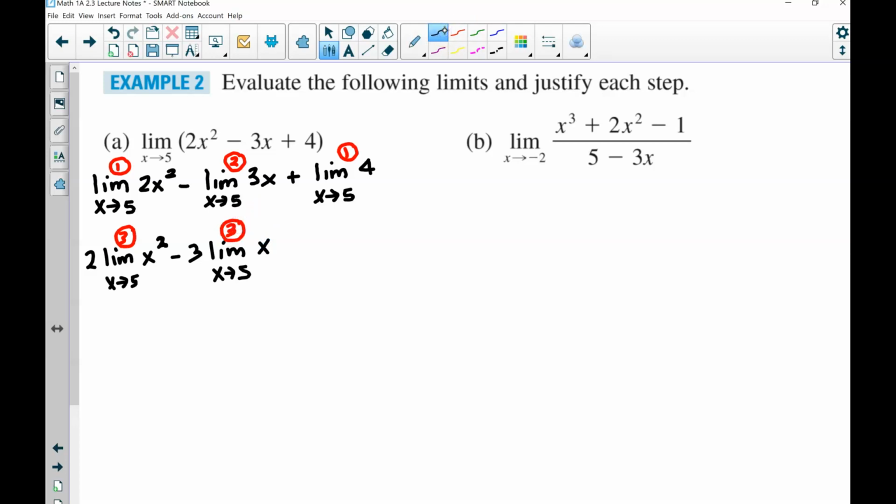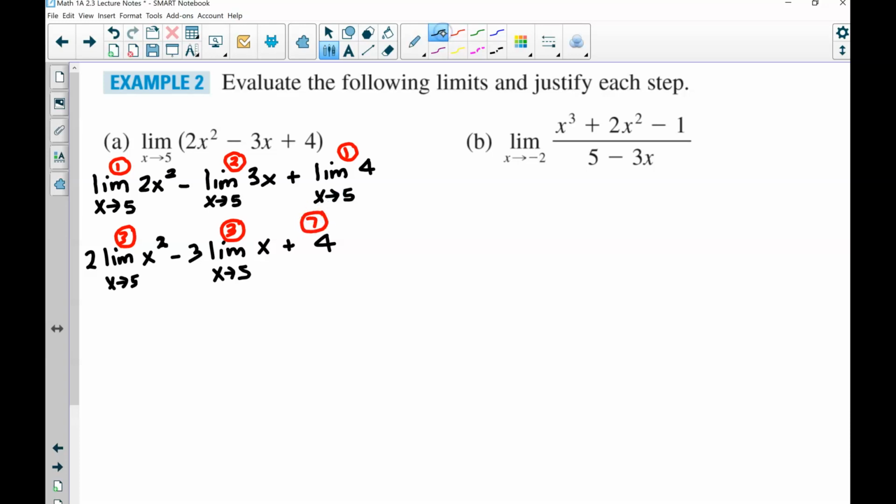Okay, and then we want to use the law when you have a limit as x approaches 5 of that constant. Well, whatever that constant is, since there isn't a variable, that's rule number 7, which means that the answer is going to be 4. Okay, and that rule is rule number 7.